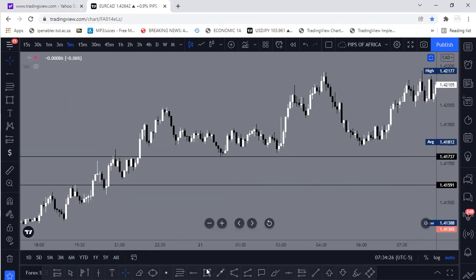As you can see here, there's this liquidity here, and the order block that is resting there.